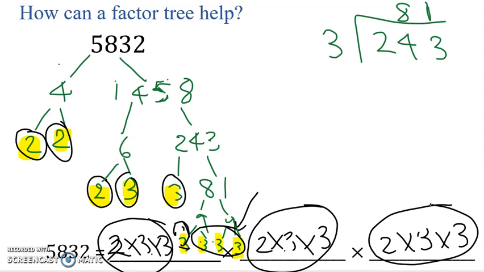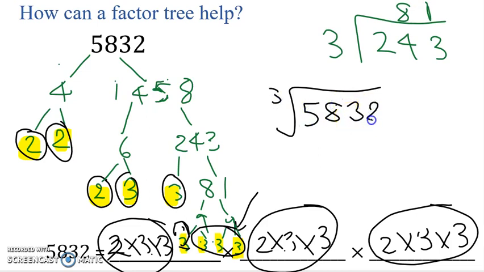So now we can see that there is a number that multiplied by itself 3 times gives me 5,832, and so the cube root of 5,832 will be this number here, 2 times 3 times 3. Well, 2 3s are 6, and 6 3s are 18. So that is the cube root of 5,832.